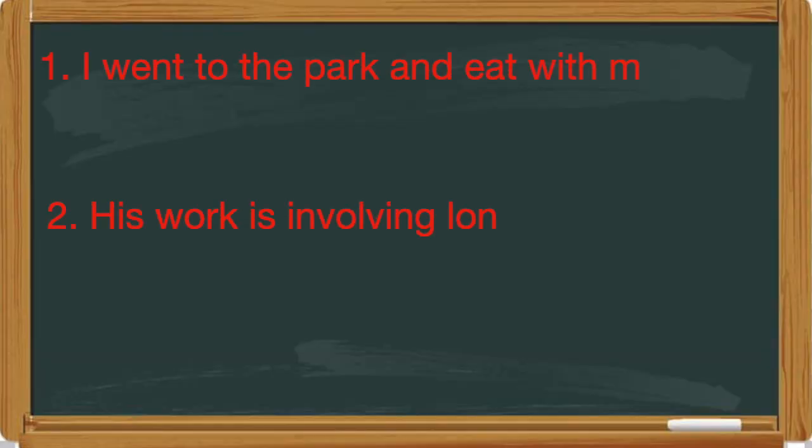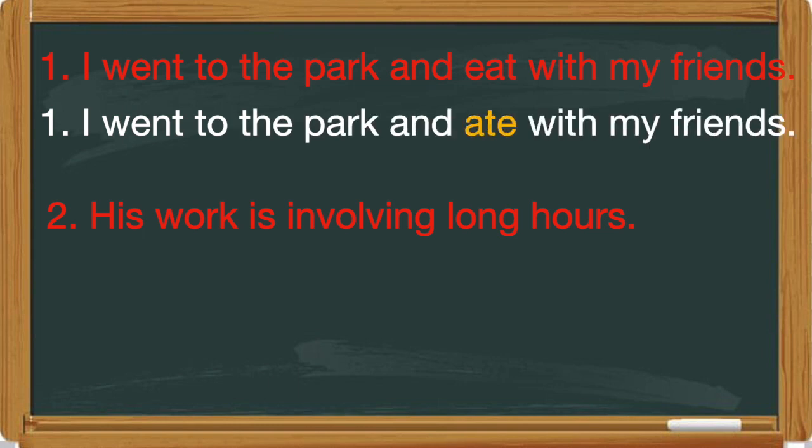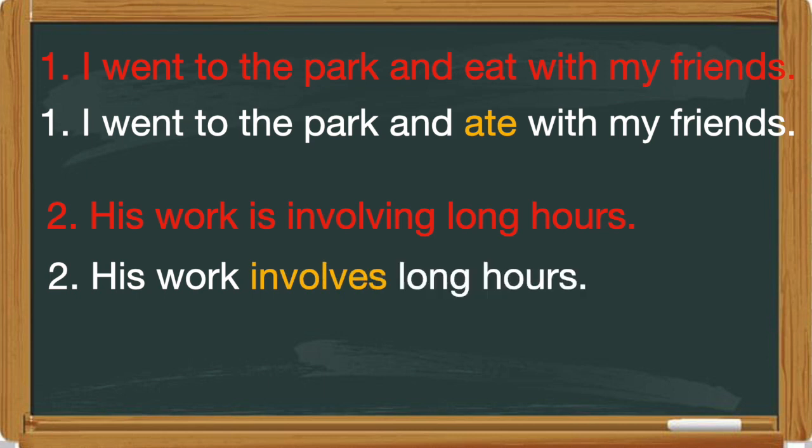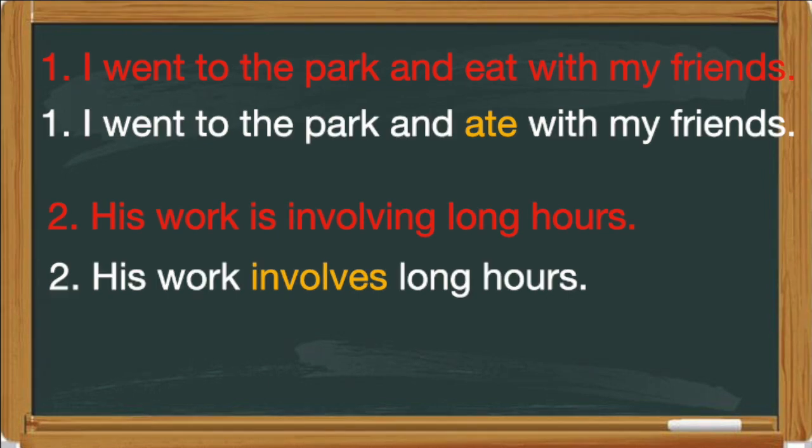Sentence 1 should be in past tense, and so the verb went is correct, but the verb eat is wrong. Both verbs should be in past tense. So instead of eat with my friends, it should be ate with my friends. The next sentence is expressing a general statement describing his work nature. Present tense should be used instead. The correct version should be, his work involves working long hours.